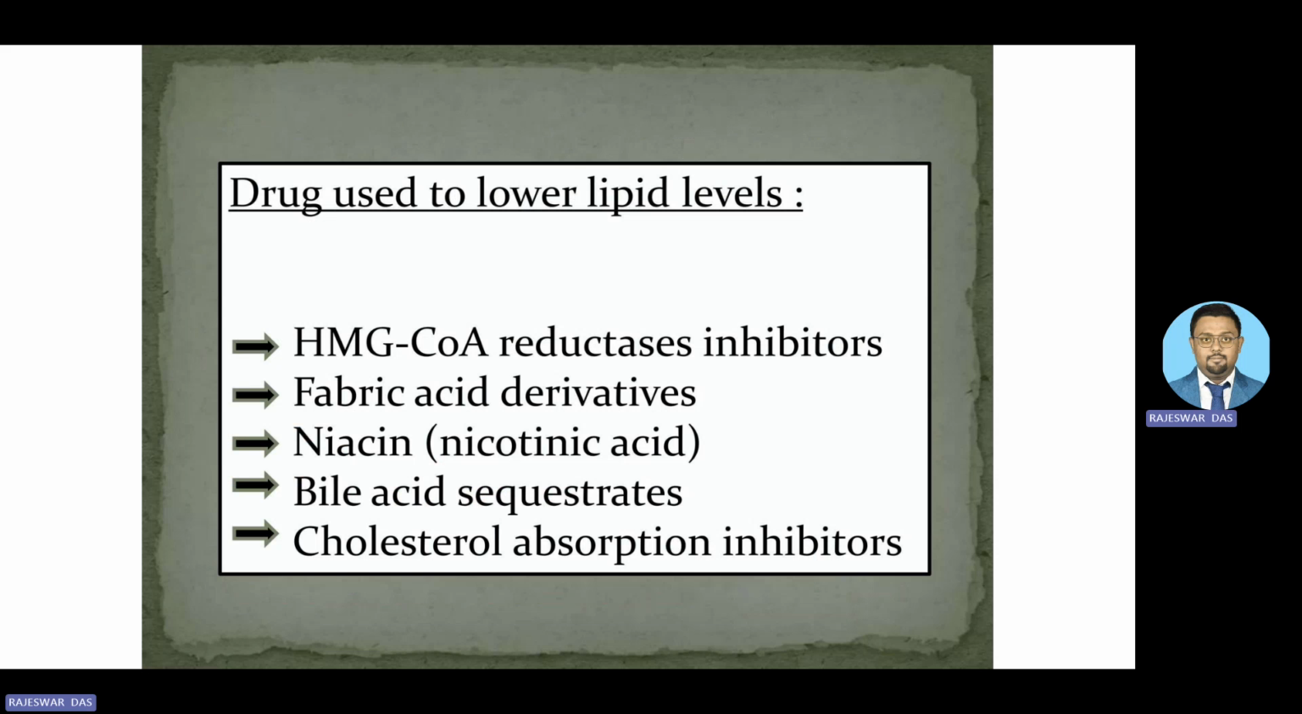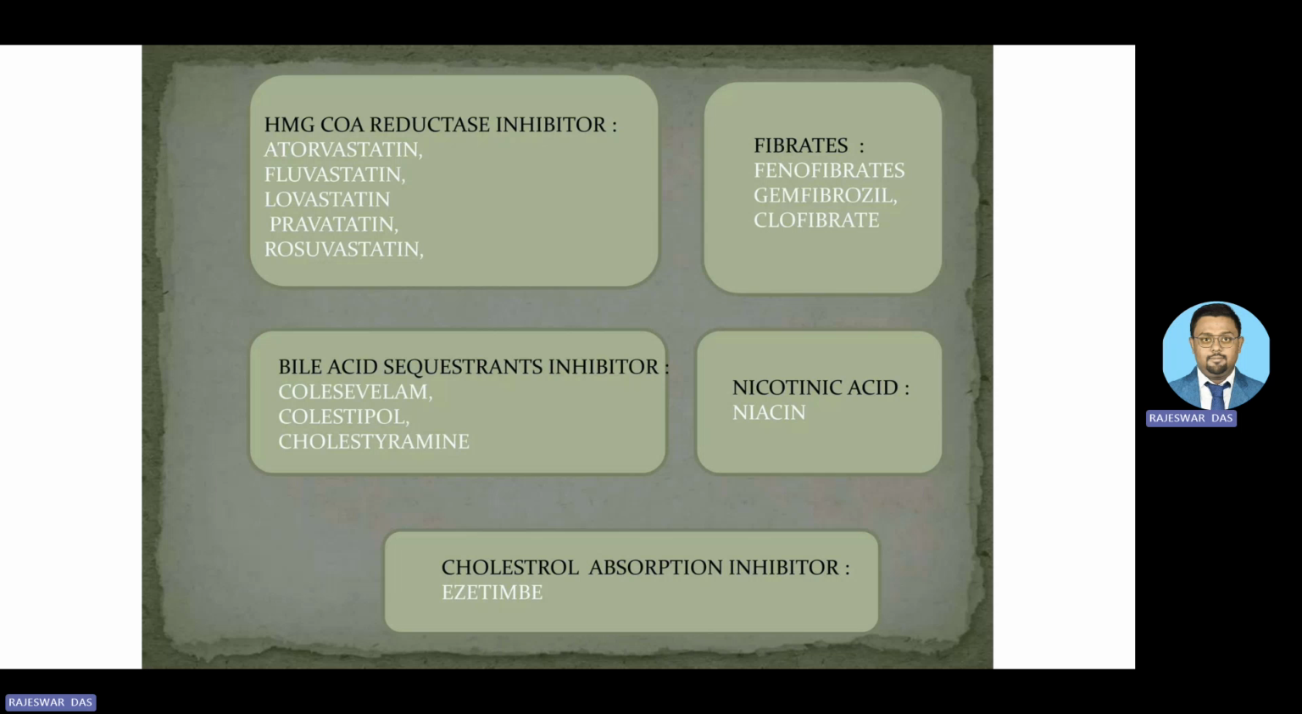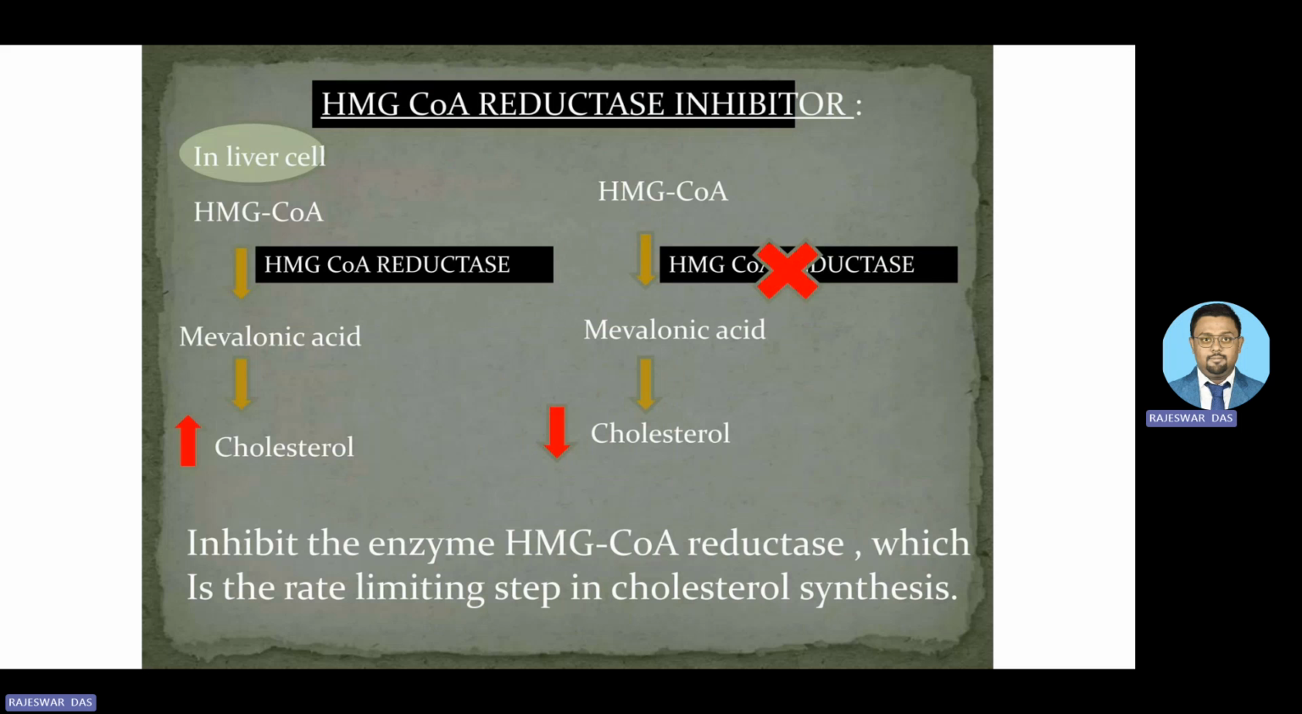Now, classification of the drugs. There are five classes of antihyperlipidemic drugs: HMG coenzyme A reductase inhibitors, fibric acid derivatives, niacin or nicotinic acid derivatives, bile acid sequestrants, and cholesterol absorption inhibitors. These are the classification and examples of each class.